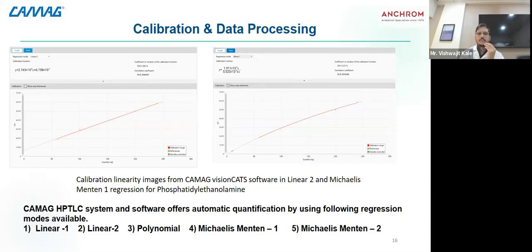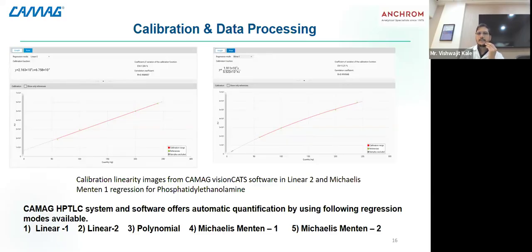There are 5 regression modes to check the linearity of the standards, phospholipids or their impurities: linear 1, linear 2, polynomial, Michaelis Menten 1 and Michaelis Menten 2. In all these regression modes, if you can see on your screen at left hand side, the response of different phospholipids and their linearity reported in linear 2 regression mode. It is giving very good R value and CV value.